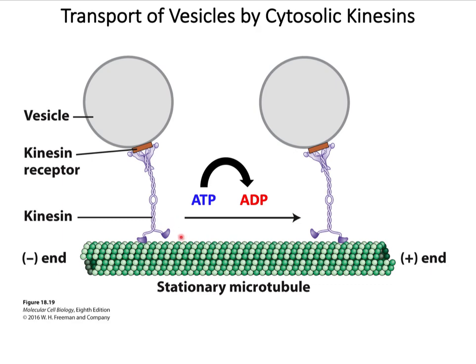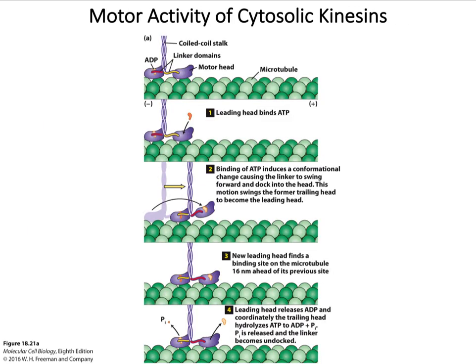In the next slide, we will look at this in more detail. Here is a cytosolic kinesin with two globular heads interacting with the microtubule. The light chain at this end is interacting with the vesicle, and through the hydrolysis of ATP, the kinesin walks along the microtubule to the plus end in a manner very similar to the way myosins move along actin. So here is what it looks like in greater detail.